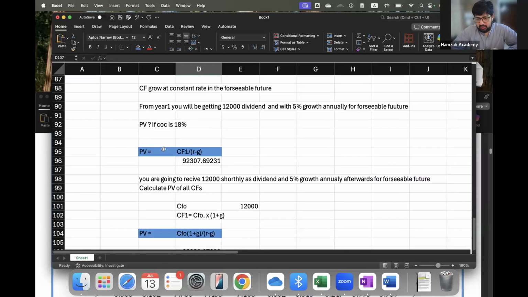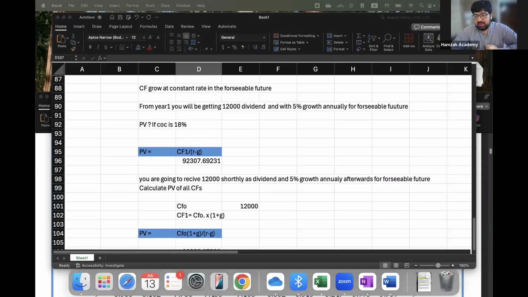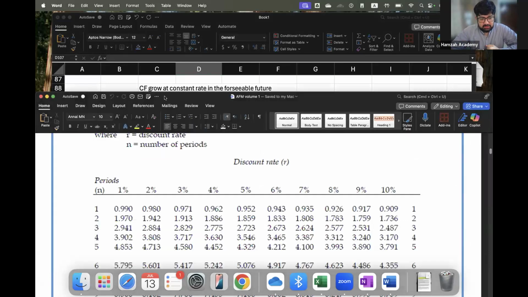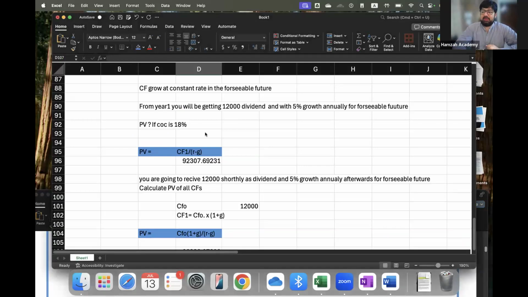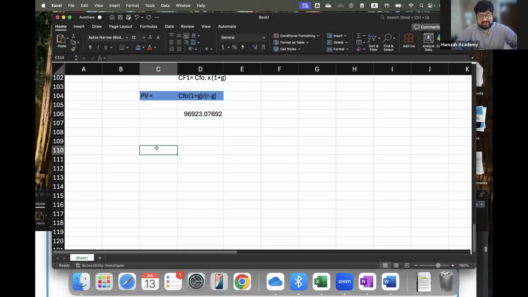Any confusion, any problem in it, you can ask. We have discussed it already: annuity and perpetuity. Yes. So the next topic, which we are starting today, is risk and uncertainty in the investment appraisal.